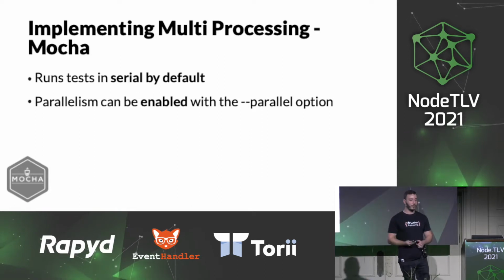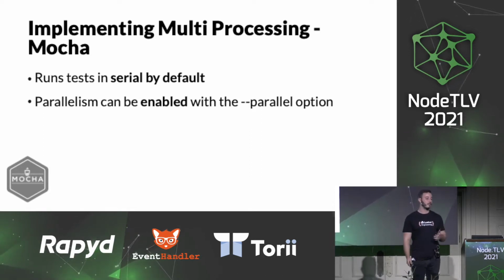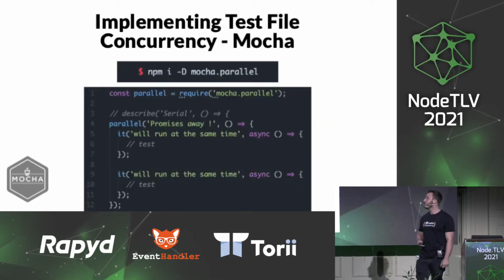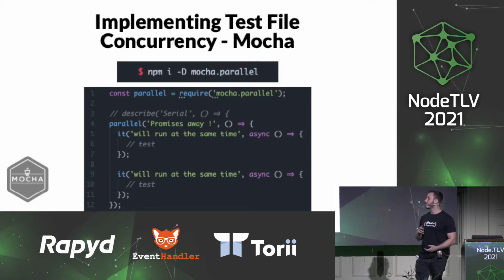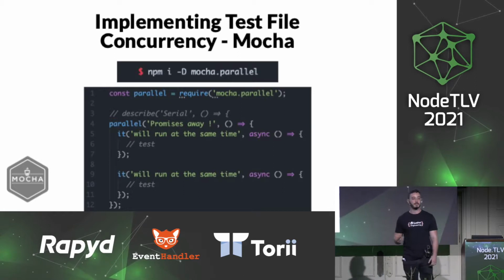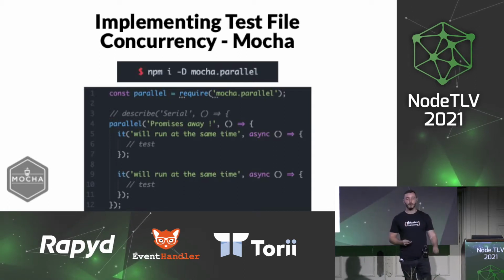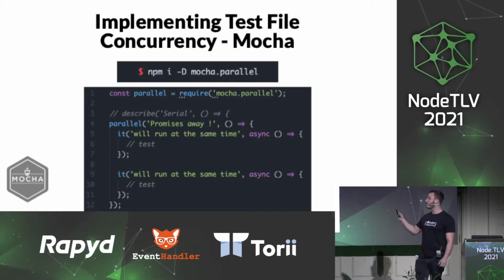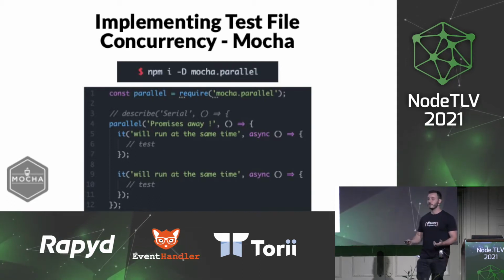If you want to use multi-threading, then you'd need an external package called mocha.parallel. The way it works is, if you're used to calling describe and wrapping your test inside it, now we would call parallel instead, which is a function exported by this package. It's really worth noting, though, that this package is only compatible with older versions of Mocha, and it's not even compatible with the version that supports multiprocessing. So we just have to choose between the two.